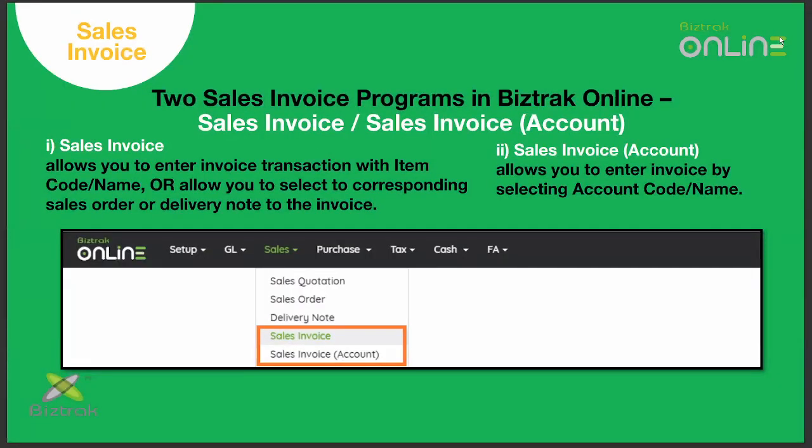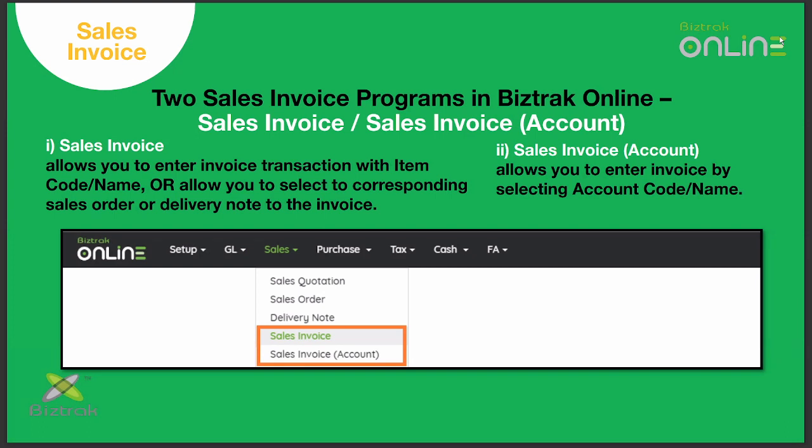And then we go to the main program of our sales invoice, which is the sales module, sales invoice. Inside Biztrak Online, we have two sales invoice programs. We have sales invoice, and then we have sales invoice in brackets, account. So what is the difference between these two sales invoices?